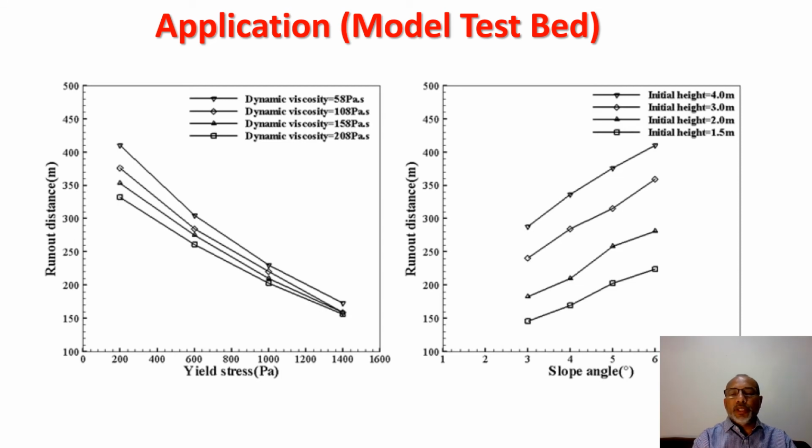With the help of this model, we are then able to understand the influence of different parameters on the runout distance. In your left pictures, you're looking at how, as the viscosity or the yield stress increases, the runout distance decreases. However, as the initial height or the failure mass increases, the runout distance also increases, which makes sense because you are putting more gravity force into the flow dynamics, which makes the runout distance higher.